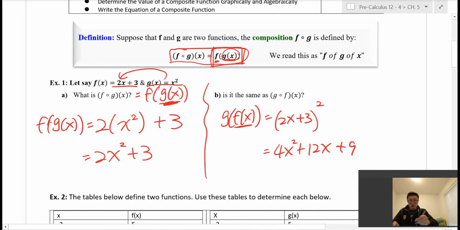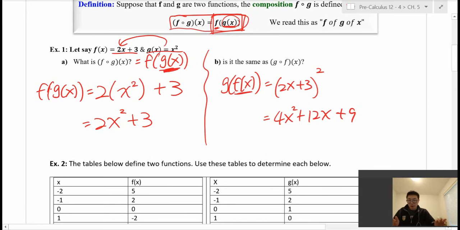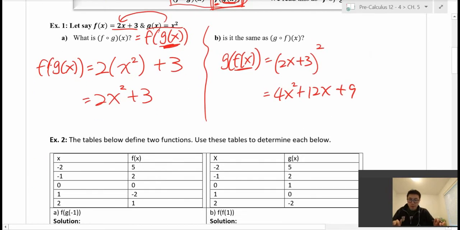And you can see they are completely different. Okay, they have nothing to do with each other. Okay, so g of f and f of g are different. Of course, sometimes they could be the same. Very unlikely, but yeah, it's possible, I suppose. But again, very unlikely. Okay, so that's what it means by composite function.